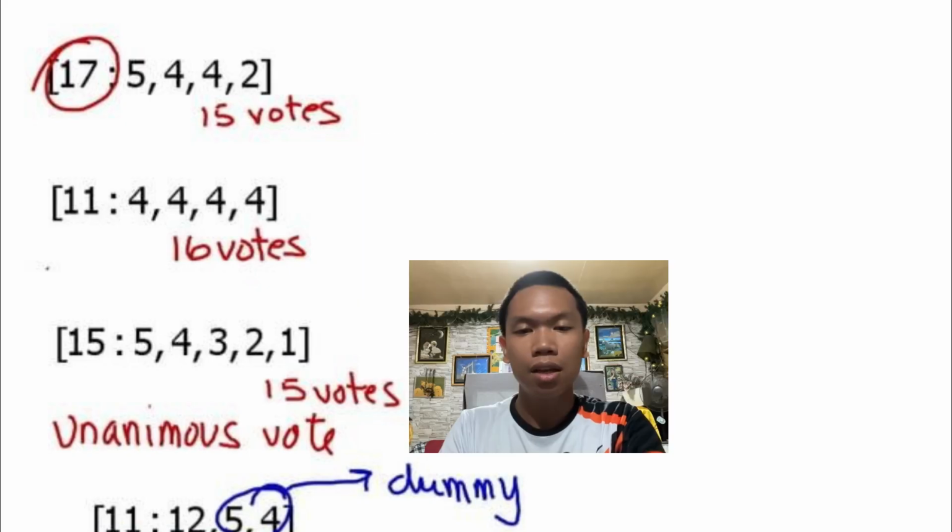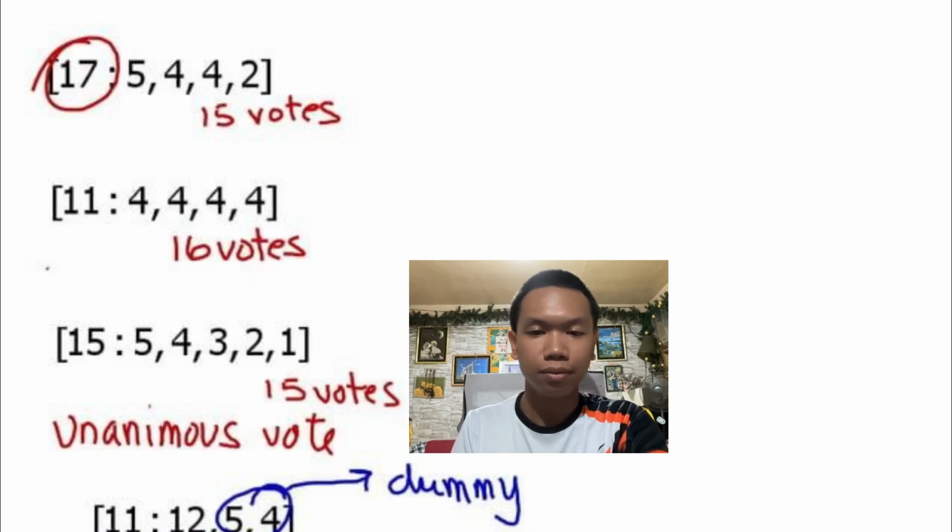And next, the quota is 15, and the weights are 5, 4, 3, 2, 1. 5 plus 4 is 9, plus 3, 2, 1 is 15. The total votes equal 15. Both of them are 15, which means all players must agree for a motion to pass. And this is what we call a unanimous voting system.